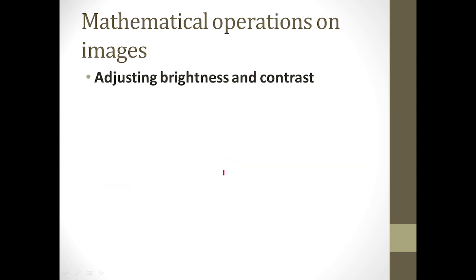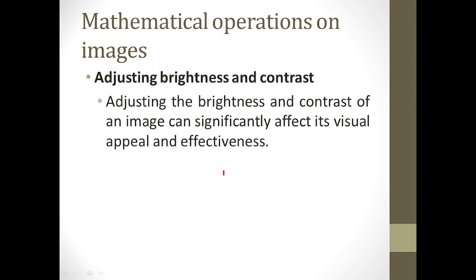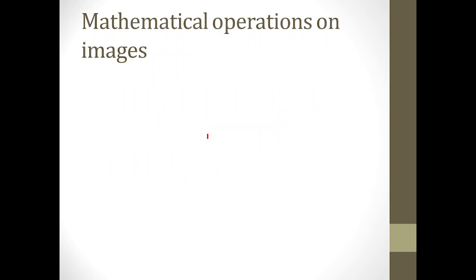The second one is adjusting brightness and contrast. Adjusting the brightness and contrast of an image can significantly affect its visual appeal and effectiveness. It can also help to correct defects or flaws in an image and make it easier to see the details. So here we will be using the cv2.addWeighted method.